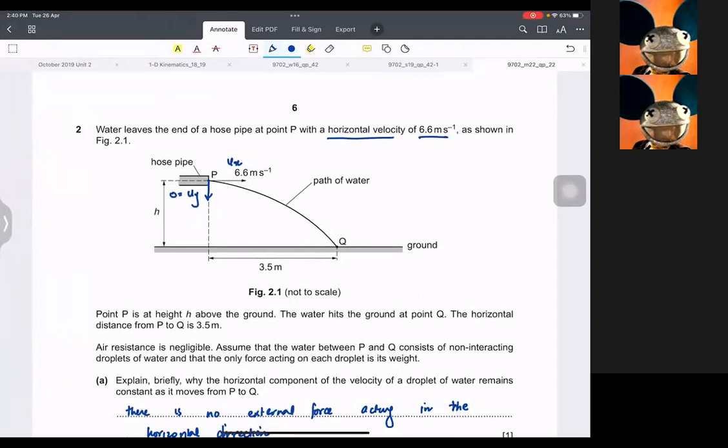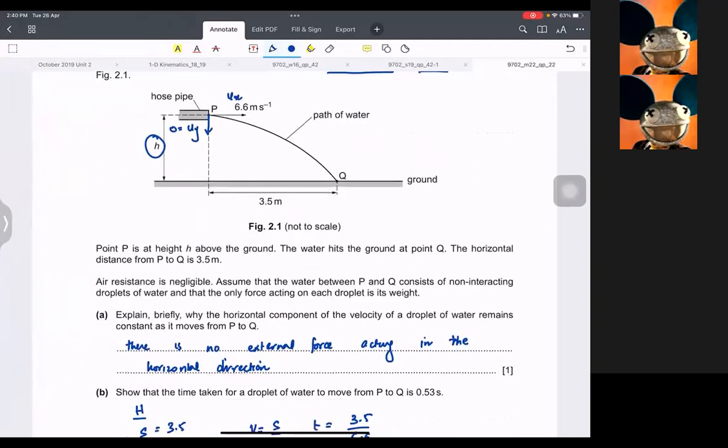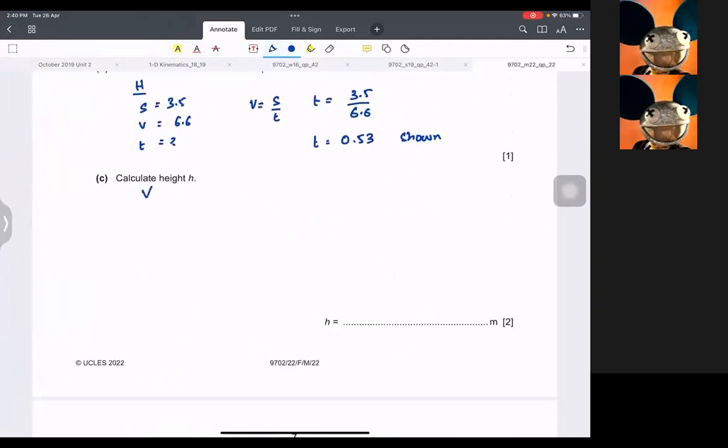Then calculate the height. Now we need the vertical height, this h. So we will write for vertical, the SUVAT quantities. This is h, initial velocity is 0. Final velocity is not known. Acceleration is 9.81 because it is falling down, so I'm taking it positive. And time is 0.53. Time is independent of these two.